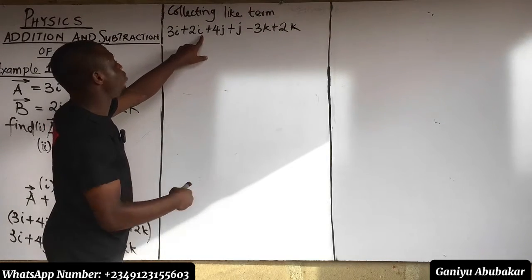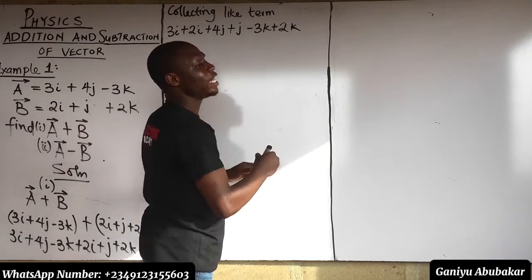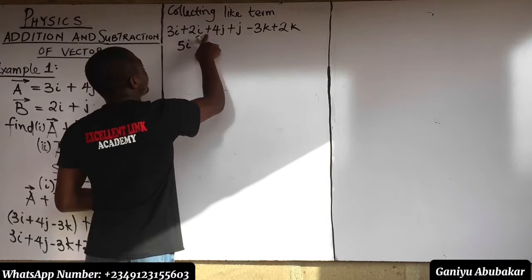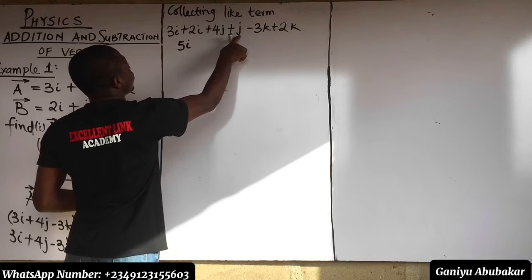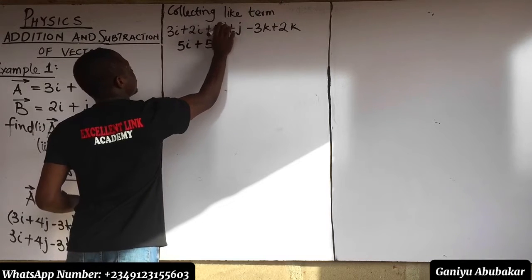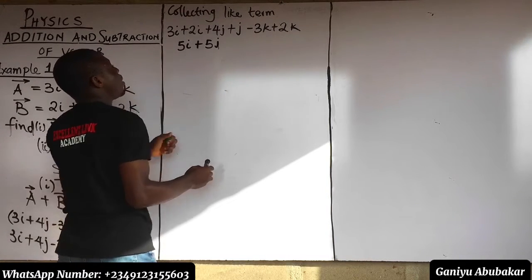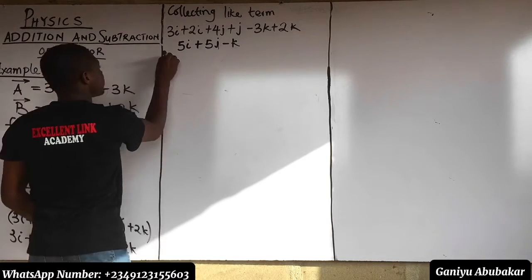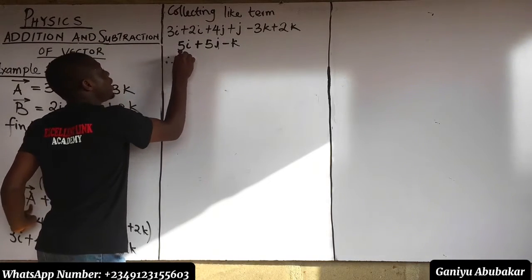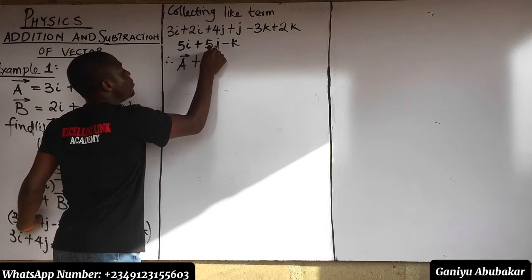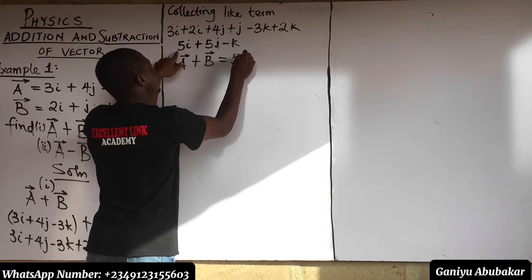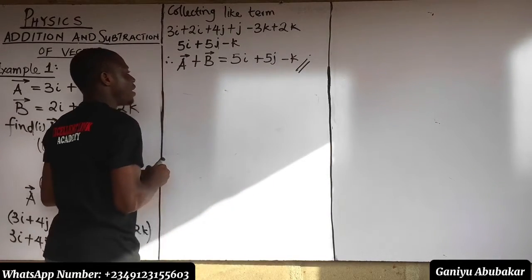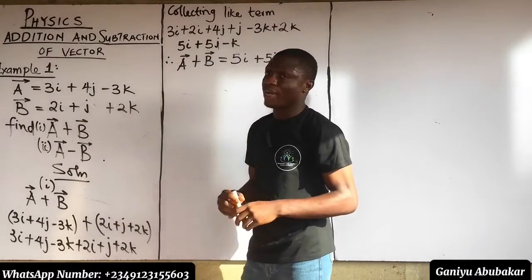i to i, add them up. j to j, add them up. k to k, add them and simplify. So 3 plus 2 gives 5i. Next up, plus 4j plus j gives plus 5j. Next up, minus 3k plus 2k gives minus k. So therefore, vector A plus vector B gives 5i plus 5j minus k as my final answer.